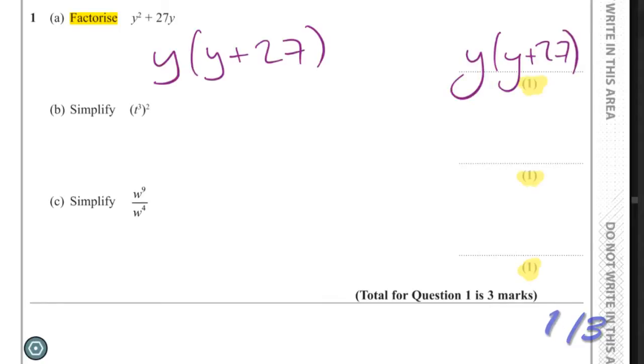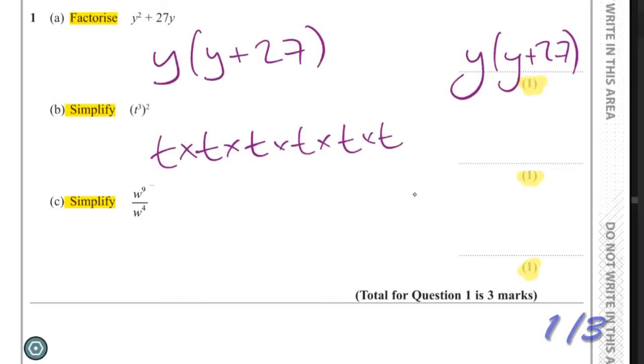For part B, we're going to simplify, and part C is a simplify as well, so we're just going to write it in simpler terms. t cubed is t times t times t, and we're looking for t cubed all squared, so that's that times by itself. Well, that's just going to be, instead of having the squared, times by t times t times t. So that's t times by itself 6 times: t to the power 6.